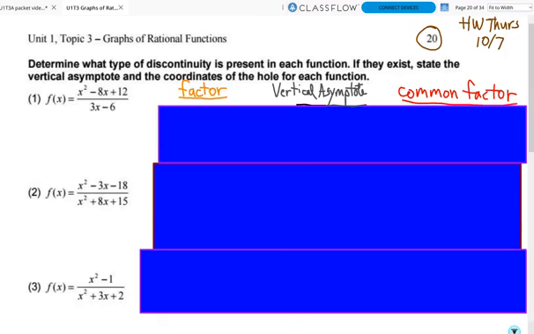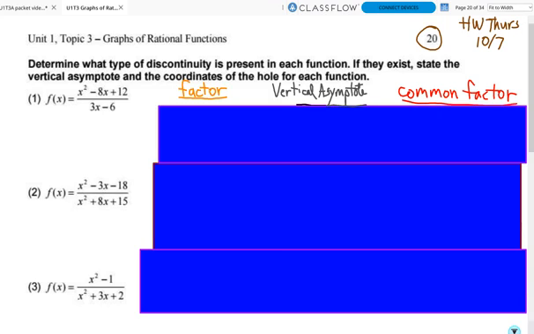This is part of the Unit 1, Topic 3, Graphs of Rational Equations, Expressions, and Functions packet. This is page 20 in the packet, which may or may not have been homework. It looks like it was homework for Thursday, October 7th. If you're watching this video, then you know Mrs. Stein is out for the next few days, and this video is to go over the homework so that you are prepared for your upcoming quiz or assessment.